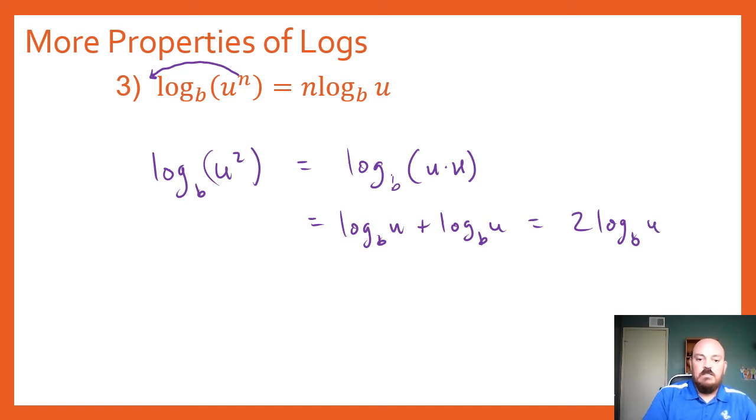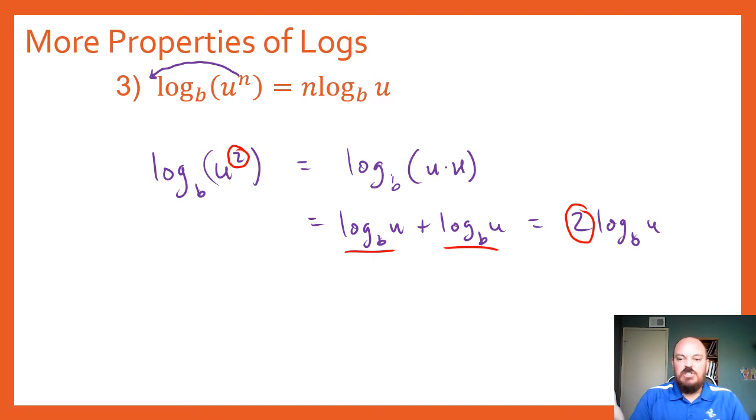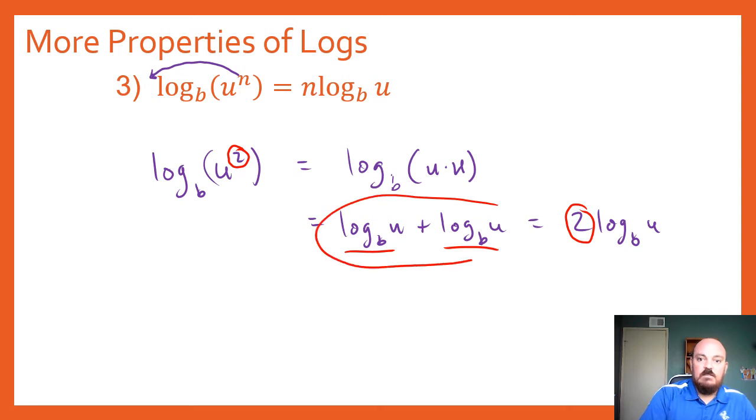So what we're doing is this 2 tells you how many u's are being multiplied, which basically when you break it apart tells you how many are being added and gives you the constant out front. So it's an extension of the multiplying rule. If I had log base b of u to the 5th power, and I wrote it as u times u times u times u times u, 5 of them, and I broke it apart like this and turned it into 5 different logs being added together, it would be 5 log base b of u.